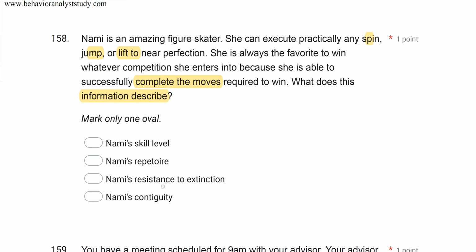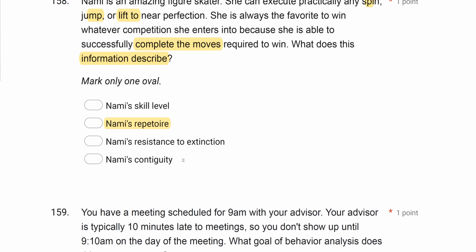But if you're not fluent, that word could throw you off. So you might not know what it means. Contiguity, we're talking about the closeness, right? And here, that has nothing to do with the closeness of consequences. And here it has nothing to do with what the information is describing. So remember, fluency comes first. And it's a good example why. If you don't know what it means, it can be confusing. What the information is really describing is simply Nami's repertoire.